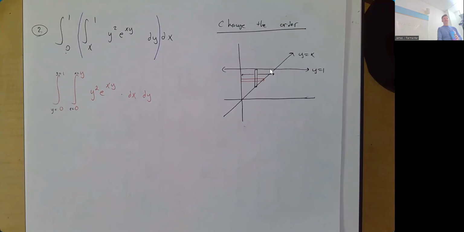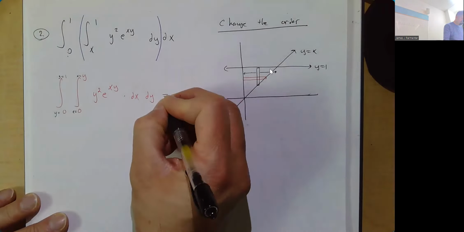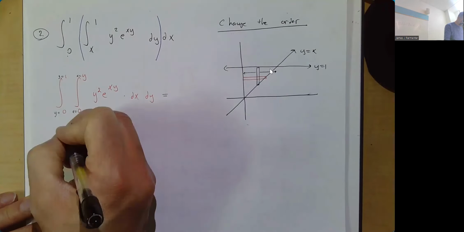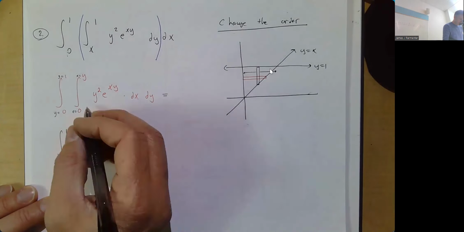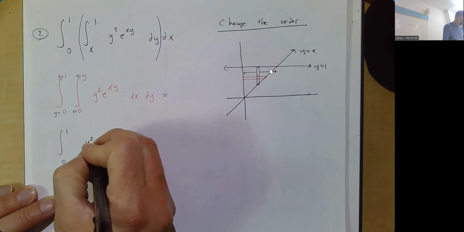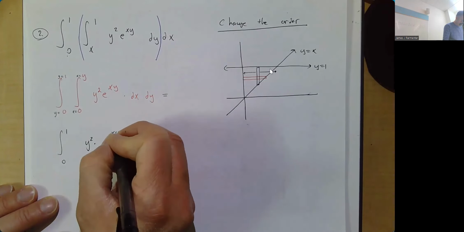Is this better? Maybe. It's certainly easier to do the first integration, right? If we integrate y squared times e to the xy with respect to x, really we just have a constant times e to a constant times x. So if I'm integrating e to a constant times x, I'm just getting e to that same thing divided by the constant. So when we integrate this, we're going to get the integral from 0 to 1. Oh, sorry, that's my thinner pen. And then integrating this part here, I'm going to get y squared times e to the xy divided by what?